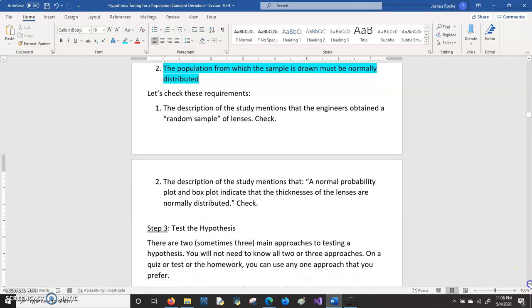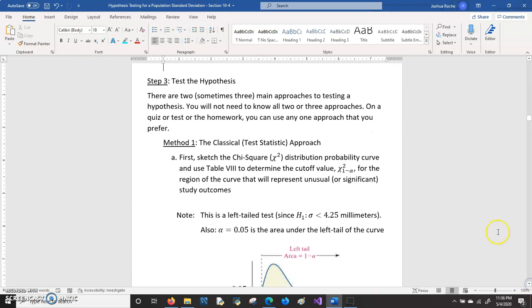Alright, we'll move on to step 3. So step 3 is to test the hypothesis. And there are 2 and sometimes 3 ways to test these kinds of hypotheses. Again, you won't have to know all 2 or 3 approaches on a quiz or test or homework. You can use any one of these approaches.